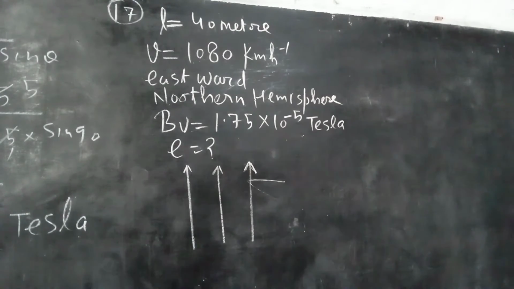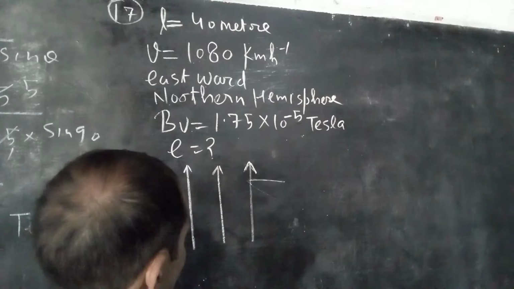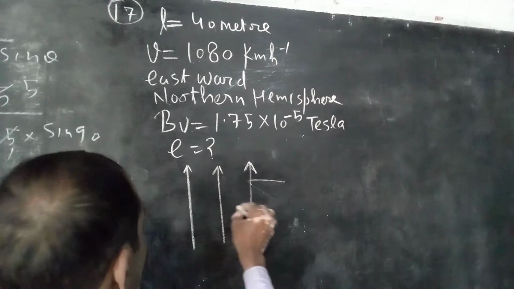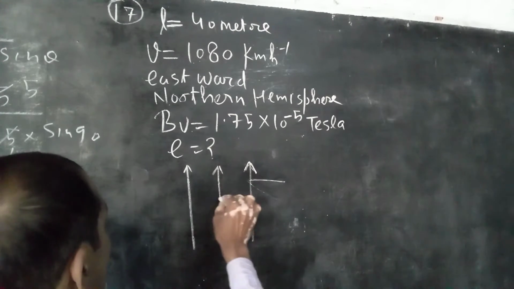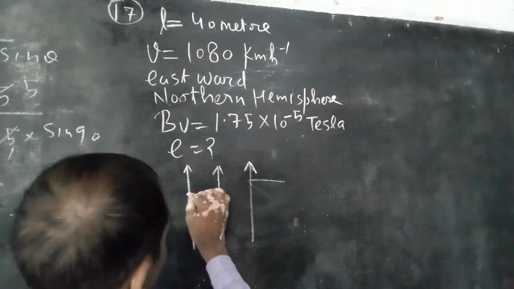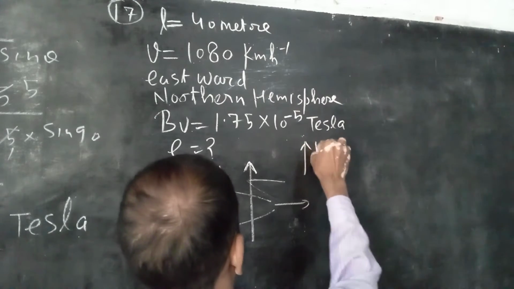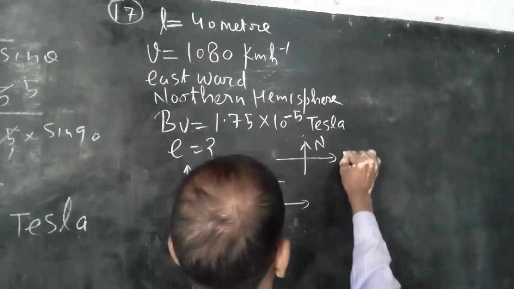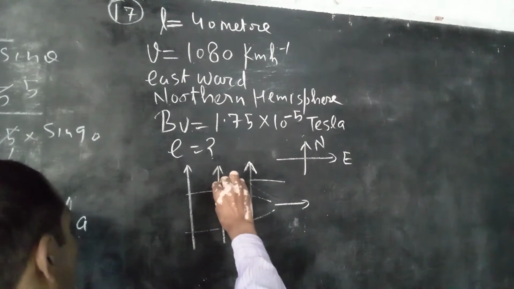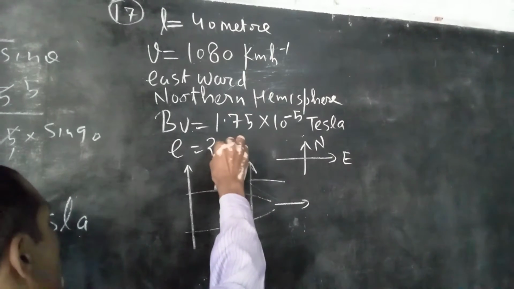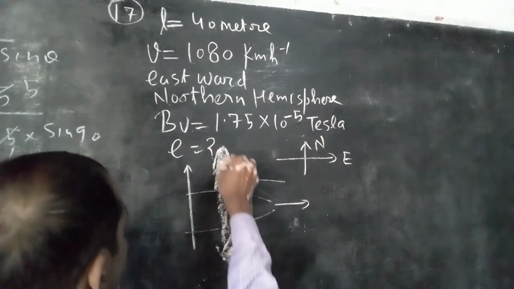Okay? So when the aeroplane flies in the east direction, its wings cut the vertical component of the magnetic field. Suppose this is your aeroplane, and this is your north, and this is your east. The aeroplane is flying in this direction. Its wings will be in this direction. These are the wings of the aeroplane.